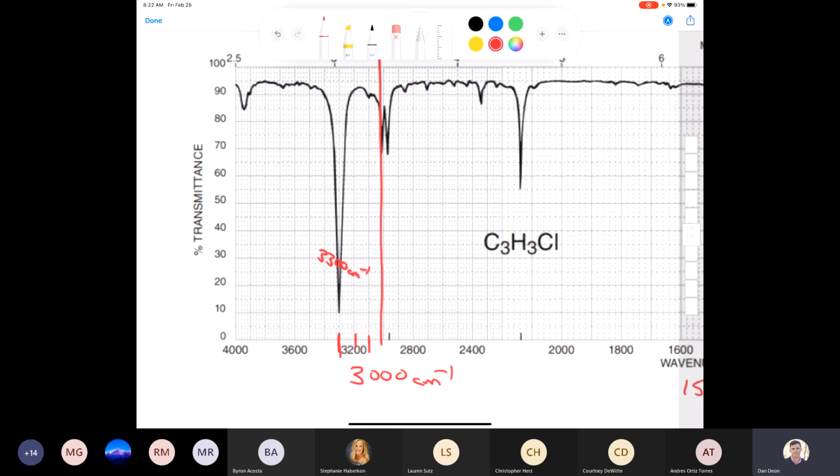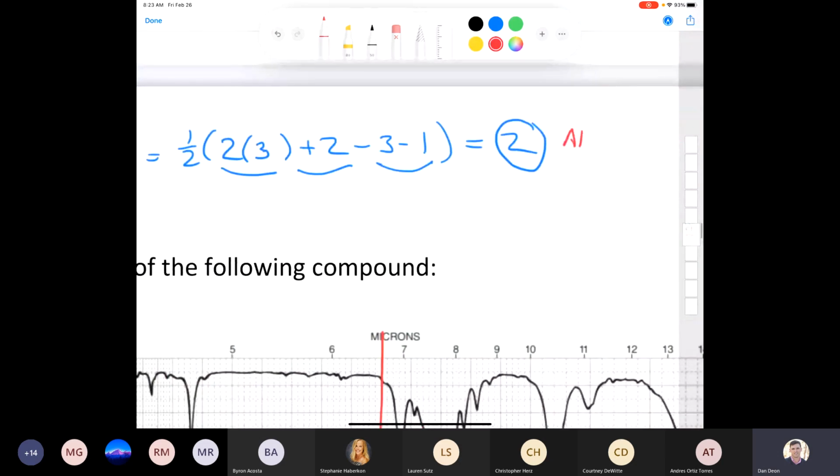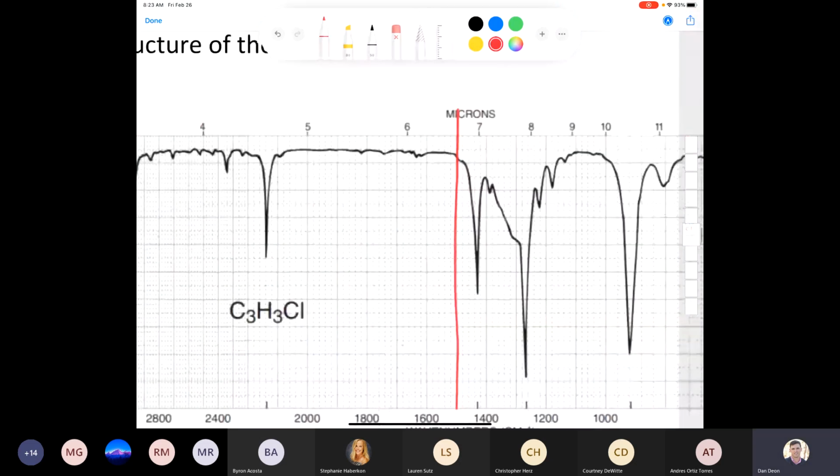This is probably an sp hybridized carbon-hydrogen stretch, right? And where would we find that? We would find that in an alkyne. And since we have 2 units of unsaturation, now we can say this is probably an alkyne. What else do we see from an alkyne?